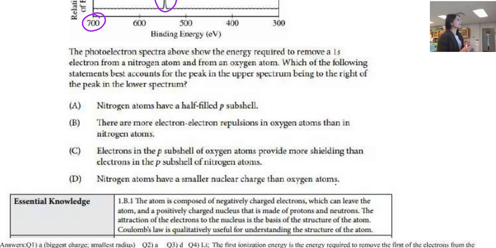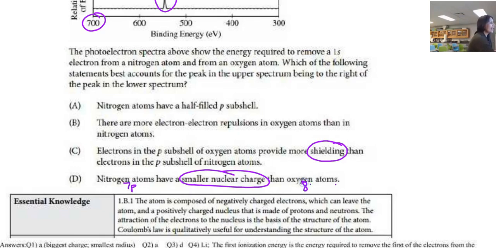Electrons in the p subshell of oxygen provide more shielding than electrons in the p shell. Well, shielding is about the distance from the nucleus, and they should be the same distance from the nucleus because they're both in the 2p, so that doesn't work either. The last one says nitrogen atoms have a smaller nuclear charge than oxygen atoms. Oh, wait, what? Yes, they do. Nitrogen has 7 protons, whereas oxygen has 8 protons. Since nitrogen has a smaller nuclear charge, the oxygen atoms are going to be pulling in a tiny bit closer.